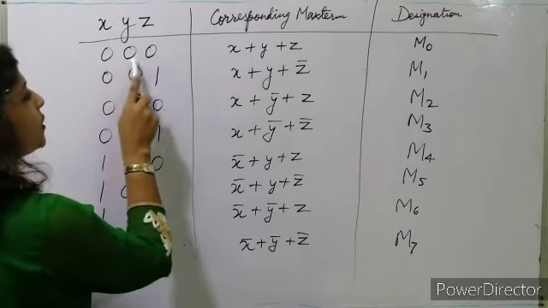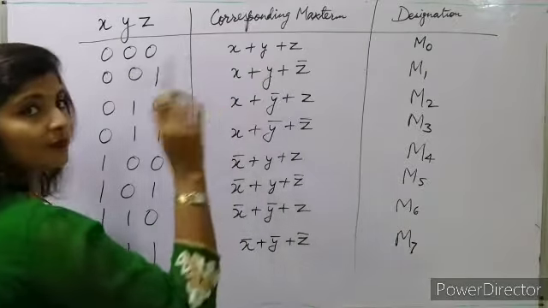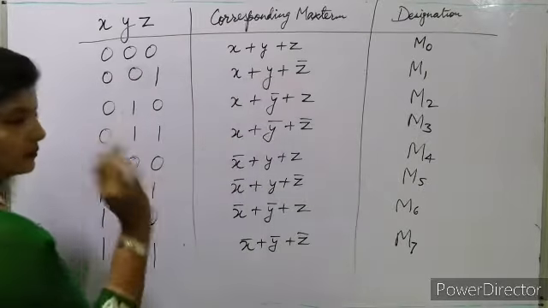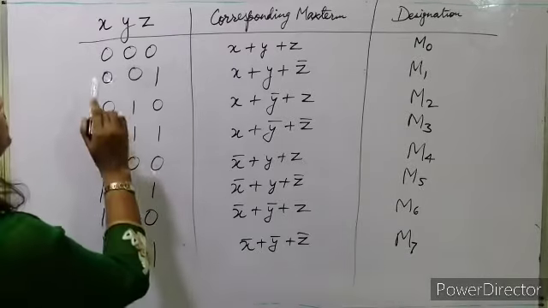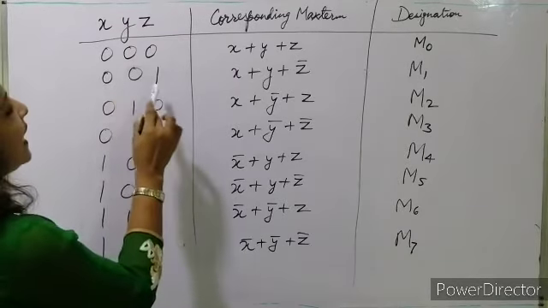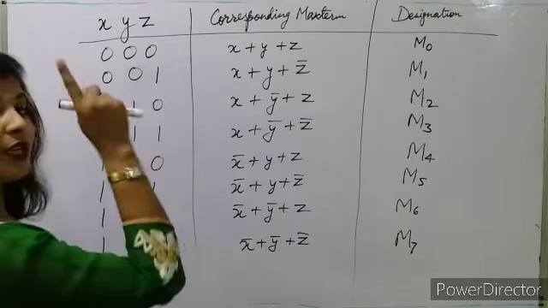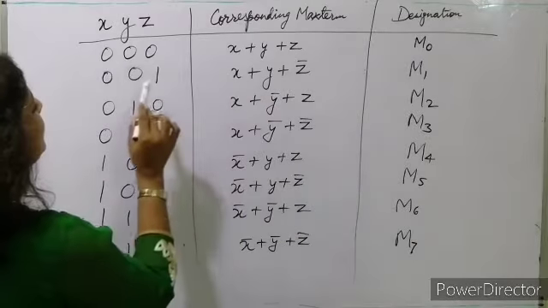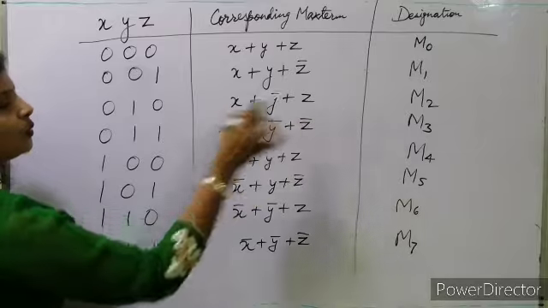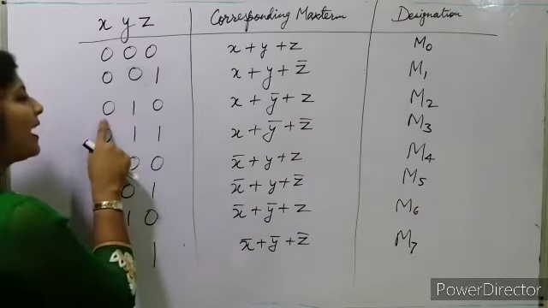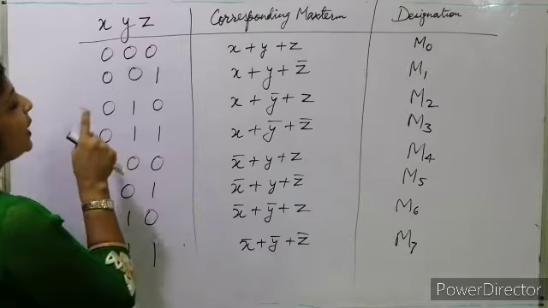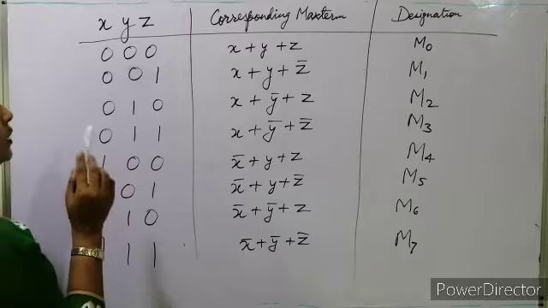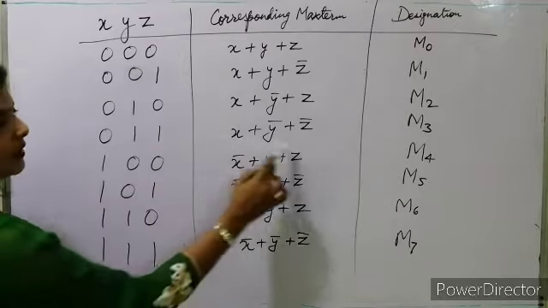First of all, see here 0 0 0. So it will be positive positive positive. No complement will be used. We use only the variables. So x, y, z, all variables only, not complement. 0 0 1, मतलब x, y and z bar. It is 1, so we'll use complement here. So z bar. So x plus y plus z bar. Okay, now for 2, 0 1 0. So x, y bar and z. So x plus y bar plus z. Okay, now 0 1 1. So x plus y bar plus z bar.